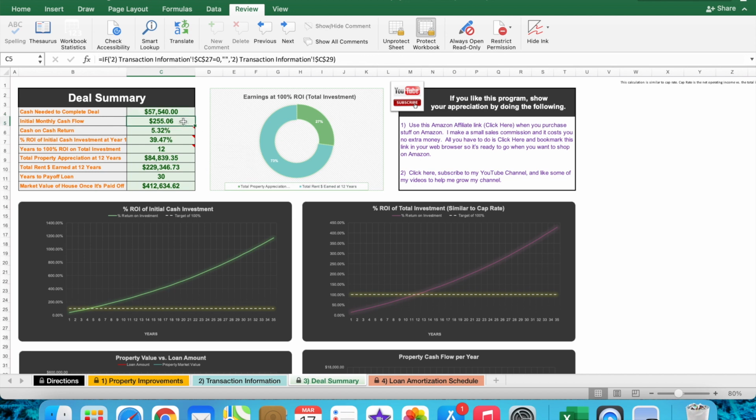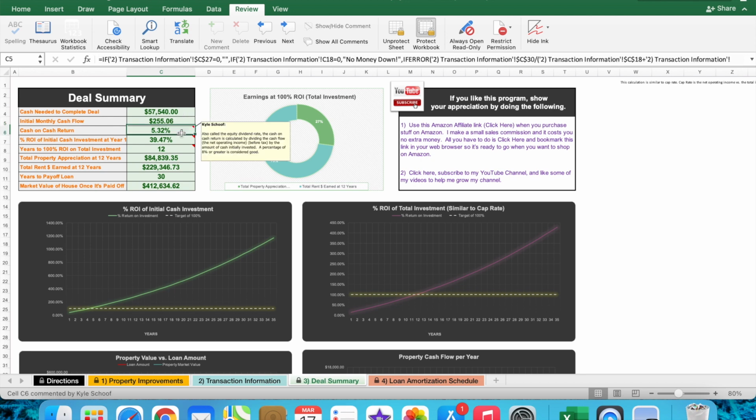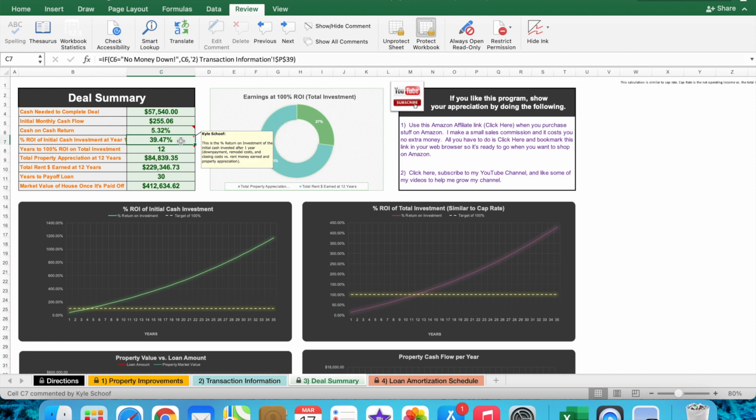The second is the initial monthly cash flow. This is the cash flow that you're going to be getting in excess after all the expenses are paid right out of the gate. And the third cell here is the cash on cash return. I'm not going to go into that, but there's a little note over here that kind of explains what it is. The next cell is the percent ROI of the initial cash invested after 1 year.